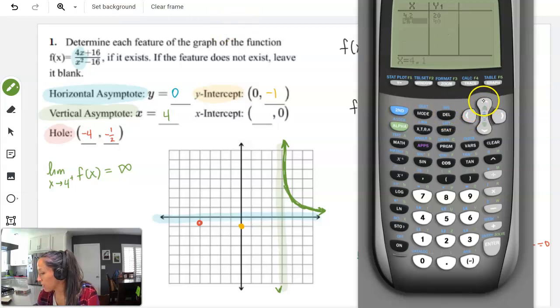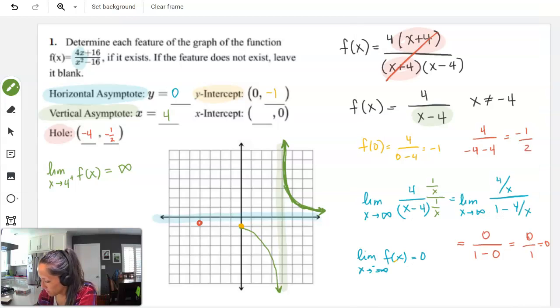If I want to approach from the left, I'm just going to start with, say, like 3.9. That's just to the left of 4. And then I want to get closer. 3.99. Oh, it's getting really big and negative. It seems like that's going to be my negative infinity. So there's my graph. And that really makes sense if you think about our parent function of 1 over x.